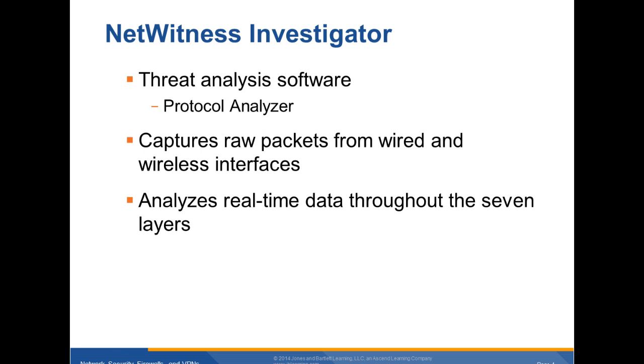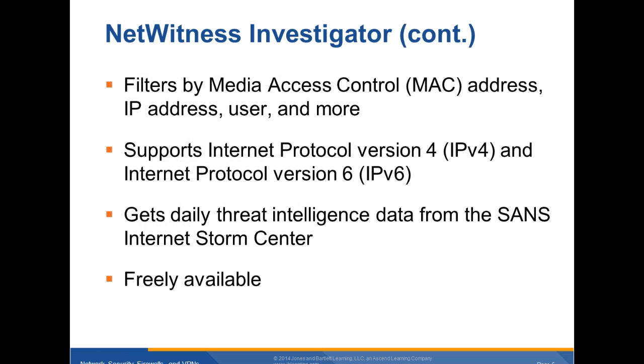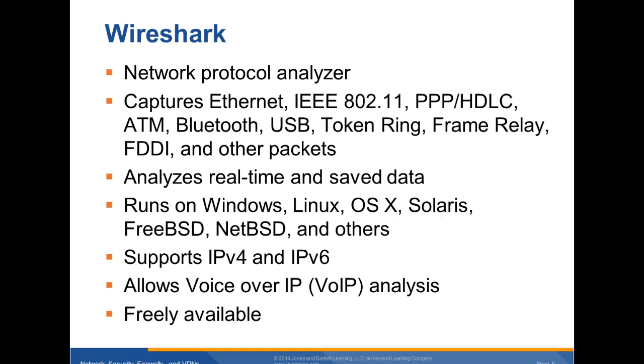Network-Sec-Ch02-P02 is a protocol analyzer. It's threat analysis software, captures raw packets from wired and wireless interfaces, and analyzes real-time data throughout the 7 layers. It filters by media access control address or MAC address, IP address, user, and more. Supports Internet Protocol version 4 (IPv4) and Internet Protocol version 6 (IPv6). Gets daily threat intelligence data from the SANS Network Internet Storm Center and is freely available.